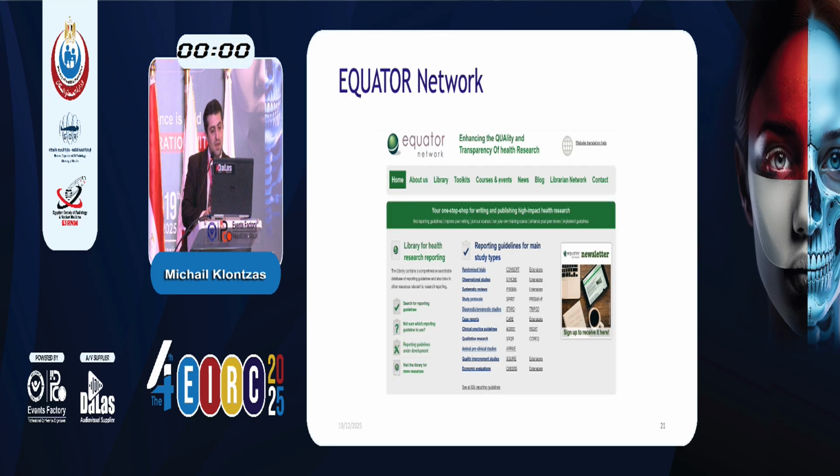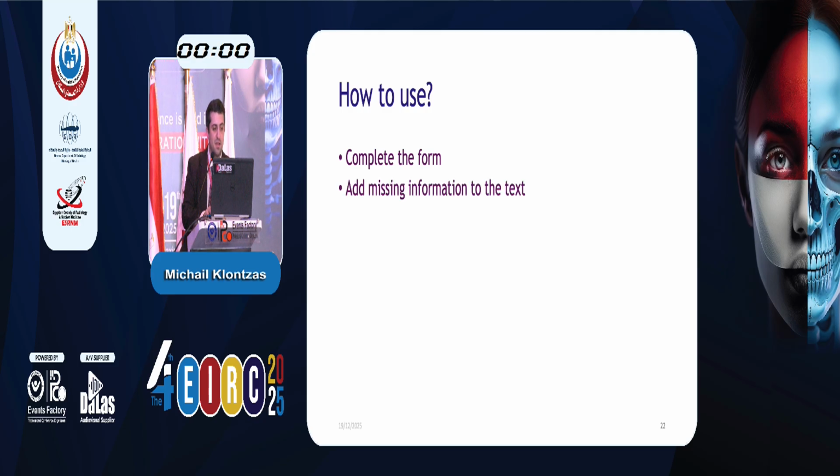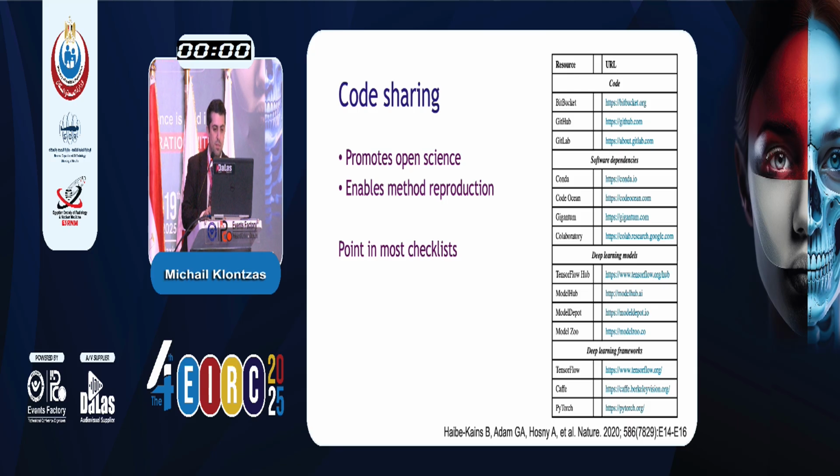All the guidelines available can be found on the EQUATOR network, and you download the form of the guideline, you complete it, you add missing information to the text, and of course you attach the checklist together with your submission. And you see here that even though that is the correct way to do it, there are several papers that say that they completed the checklist or claim that they have added information in the text that they have never done. So this is important, and editors will check for this information.